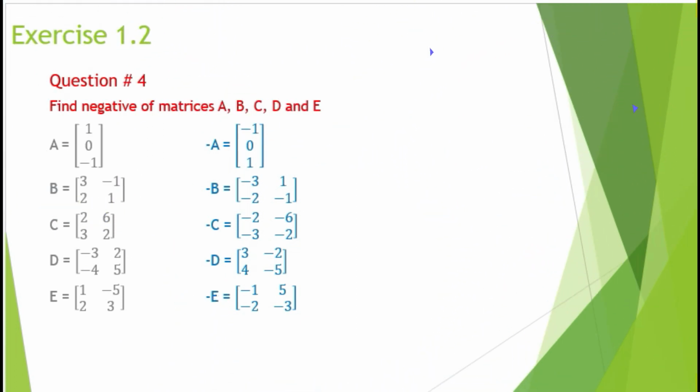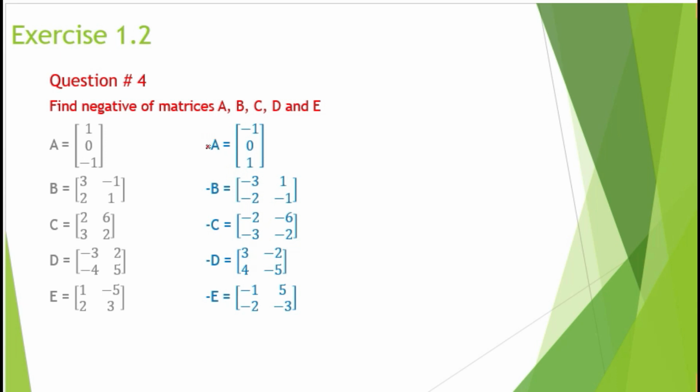Next is question number 4. Find the negative of matrices A, B, C, D and E. We know that a negative matrix is obtained by changing the signs of all entries. So negative signs change into positive and positive signs change into negative. In question A, A is equal to 1 0 minus 1, we change their signs. 1 changes into minus 1, 0 stays as it is, and minus 1 changes into 1.